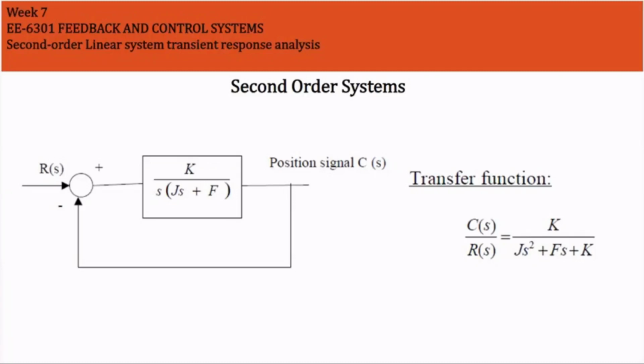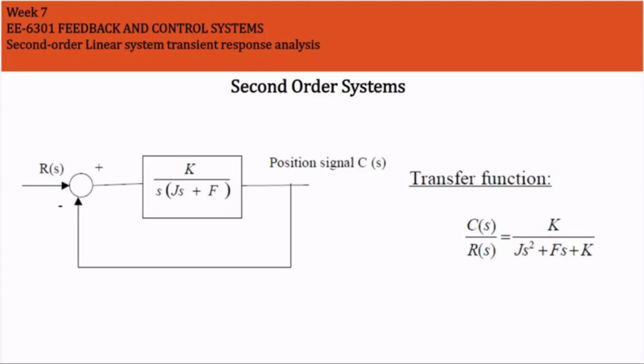So our summing junction is composed of positive and negative signals, and we have a plant or process transfer function K over S multiplied by the quantity JS plus F. And we have the position signal C of S, our output function. We also have a feedback path. Our feedback path will go back as a negative signal of R of S to our summing junction. So what would be the equivalent transfer function for that?